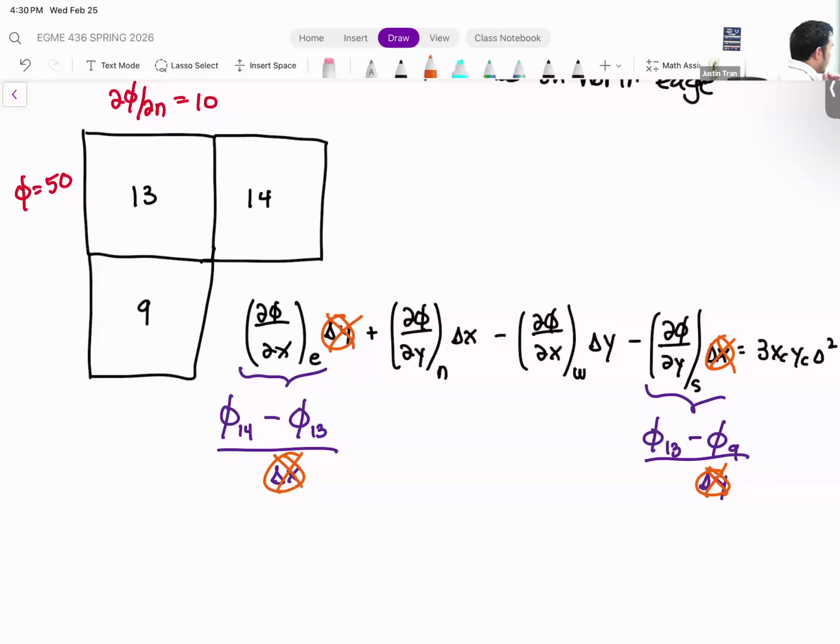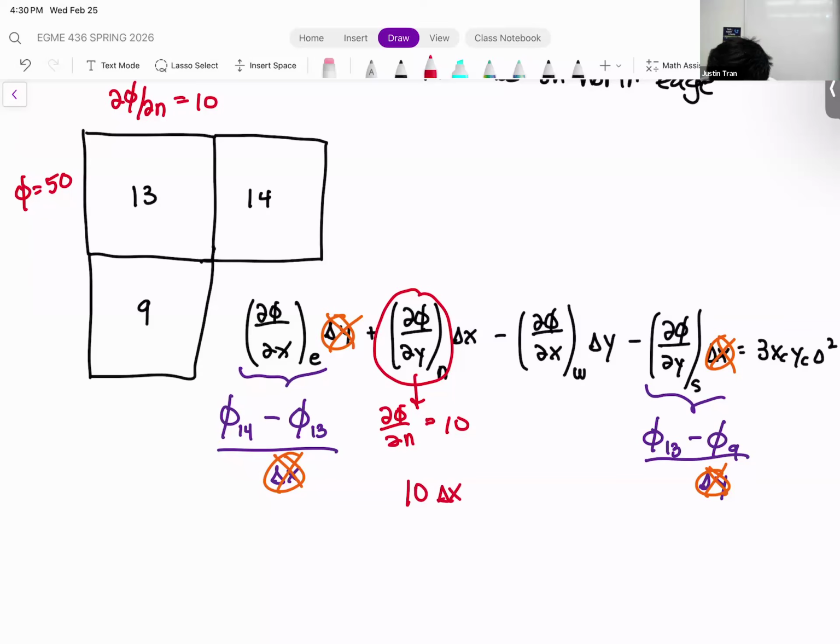So let's start with the north, because that's pretty much the same as what we had previously. Okay, so on the north edge of this cell, we have a Neumann boundary condition that said that partial phi partial n is equal to 10. All right, so we're basically just going to replace that entire derivative expression with just the boundary condition value, which is 10, right? So remember, Neumann boundary conditions are a condition on the derivative of the solution, okay? And that's exactly what we have there in our expression. So this is going to be 10 times delta x.